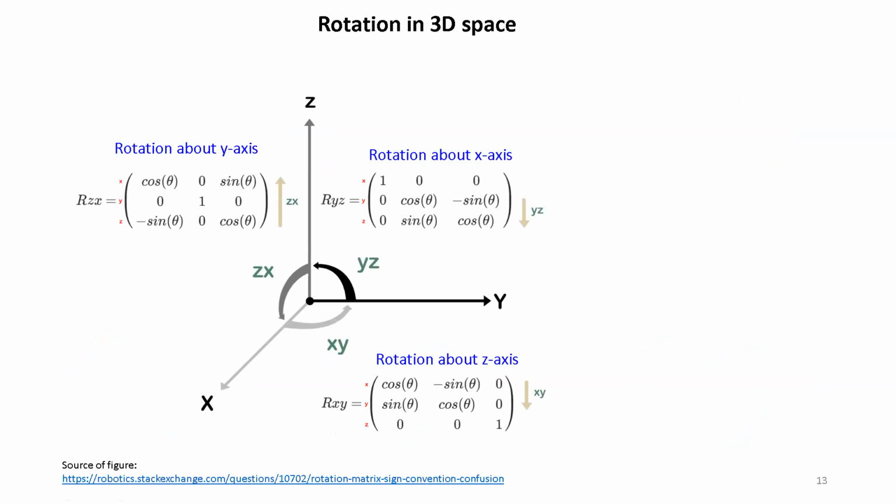But for the 3D case, in principle you can have infinitely many choices for the direction of your rotation axis. But here, if we just consider three special cases, I want to know the rotation about the x-axis, the rotation about the y-axis, and the rotation about the z-axis. Okay, so how does it look like?